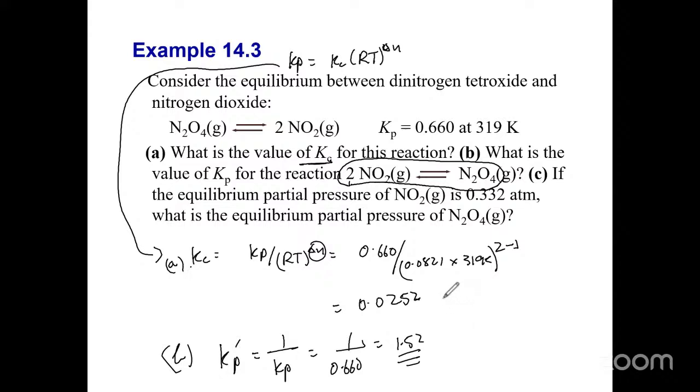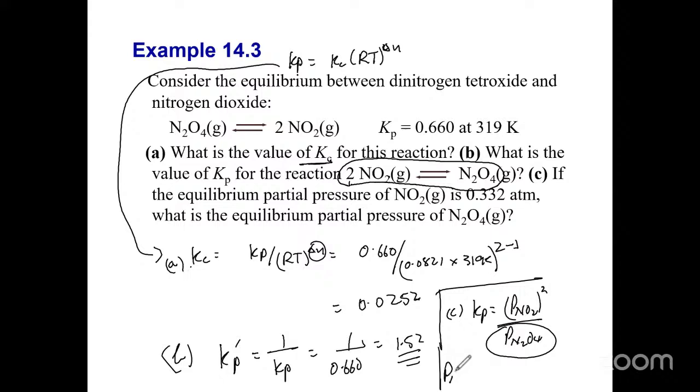And now for the C part, I'm going to see if I can squeeze it in here. It says, if the equilibrium partial pressure of NO2 is 0.332 atmospheres, what is the equilibrium partial pressure of N2O4? Now, the equation which relates KP to partial pressures in this case would be KP is equal to the pressure of NO2 squared divided by the pressure of N2O4, right? Now, what the question is asking for is the pressure of the N2O4. So the pressure of N2O4 would be equal to pressure of NO2 squared divided by KP.